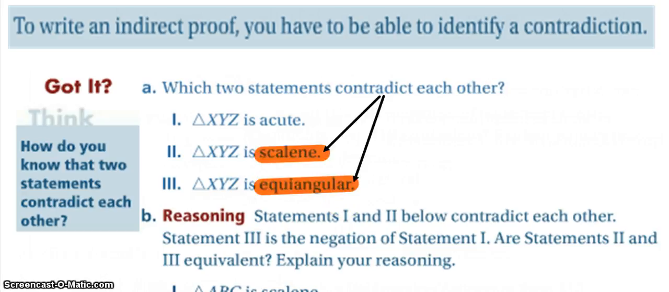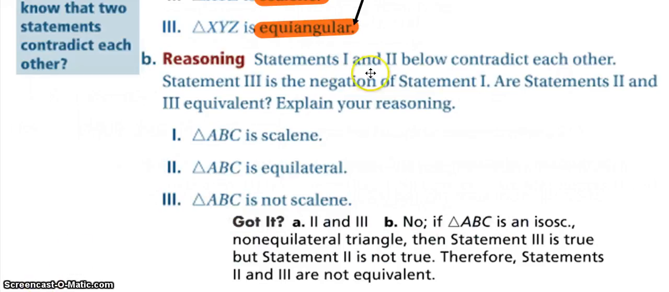And our answer there is that numbers 2 and 3 contradict each other. I cannot have an equiangular triangle that is also scalene. That cannot happen because we know an equiangular triangle would also have all sides that are equal to each other. So in B, we're told that statements 1 and 2 contradict each other, obviously, because we just talked about that.